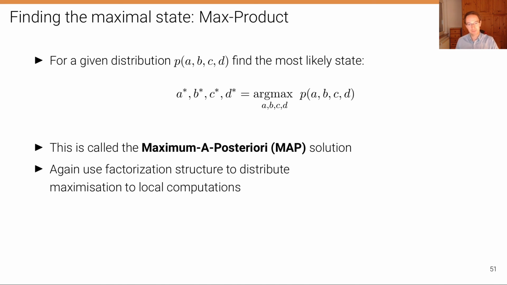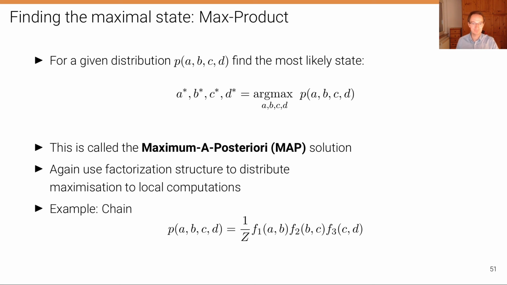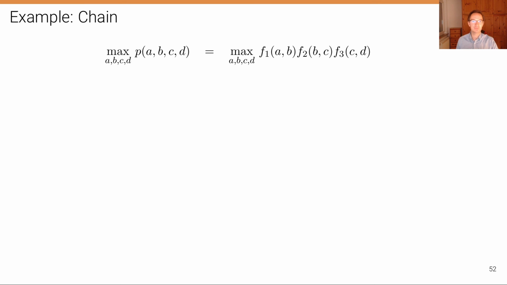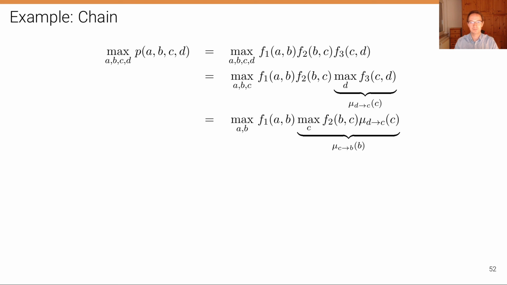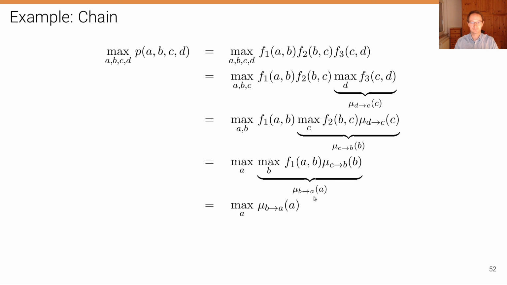Again, we use the factorization structure to distribute maximization to local computations as before with the summation. So again, an example for the chain here, and we can go a little bit more quickly. It's exactly the same with the maximization, where we observe that some of these factors don't depend on some of these variables. And so, for instance, the D can be pulled inside, and then we call this a message sent from D to C. Similarly, a message from C to B and from B to A, and so on.